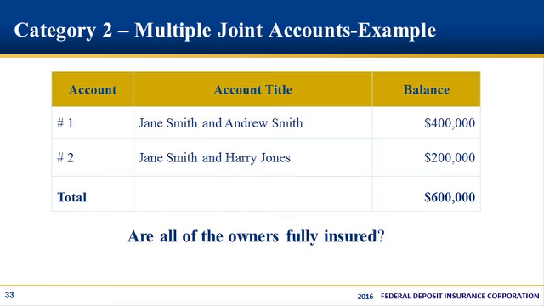Here you see two joint ownership accounts opened at the same bank. Are both of these deposits fully insured? Well, our first account is owned by Jane Smith and Andrew Smith, with an account balance of $400,000. Our second account has Jane Smith as the owner, with Harry Jones as the co-owner with her. The second account has a balance of $200,000. So, are all of the owners fully insured?